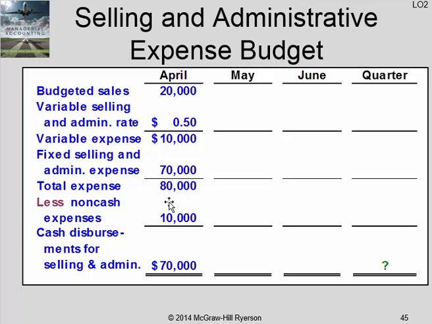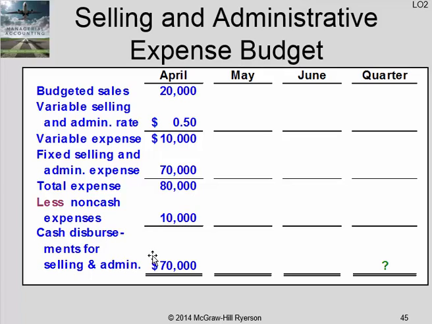And in this particular case, we're not necessarily looking at coming up with an income statement as much as we are looking at cash that we're having to spend. And so if some of these fixed expenses include depreciation or any other non-cash expenses, we'll then look to back them out to come out with this cash disbursements for selling and administration.